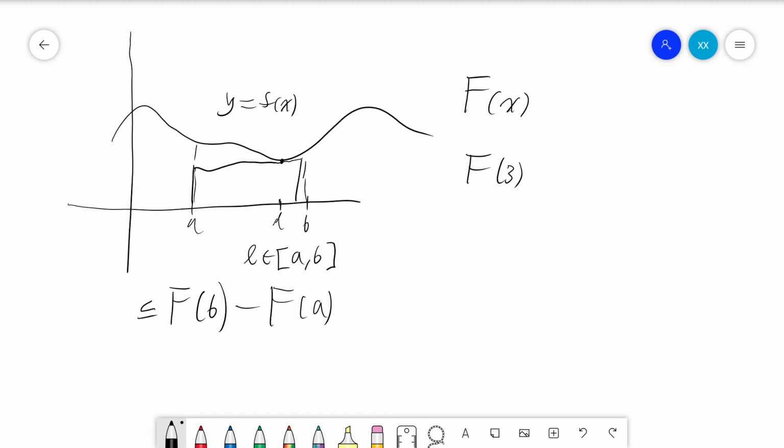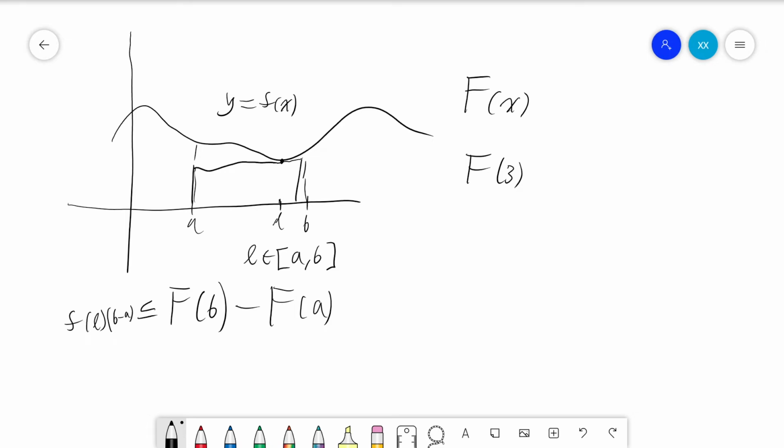And what is the area of this rectangle? Well, as said before, the height of our rectangle is little f of L. The base is from A to B, so that total length is just B minus A.